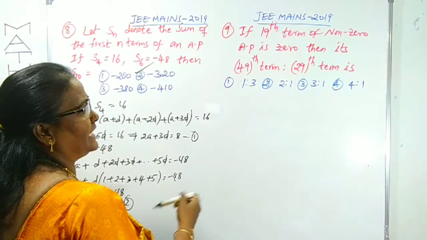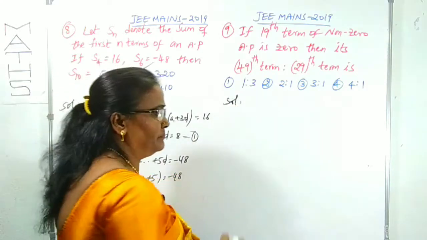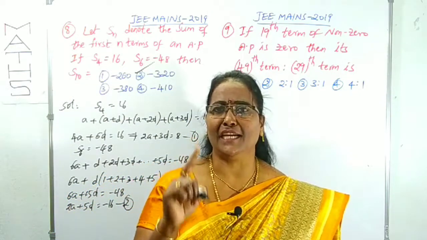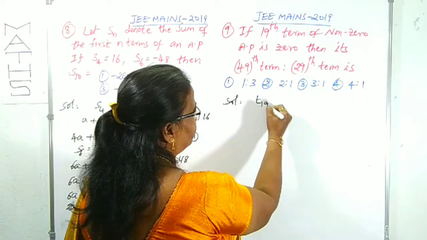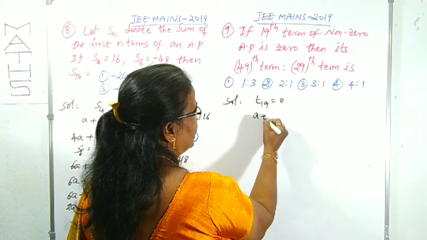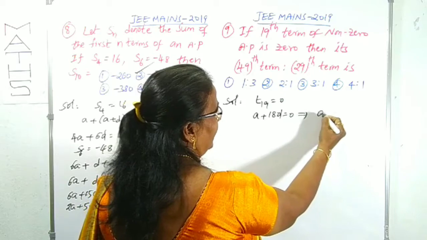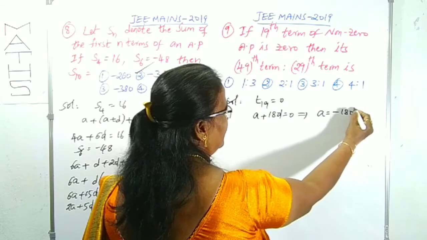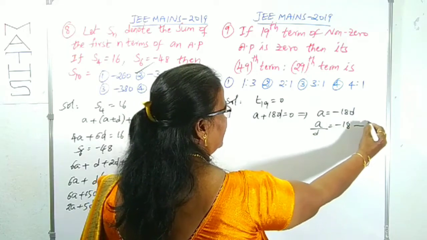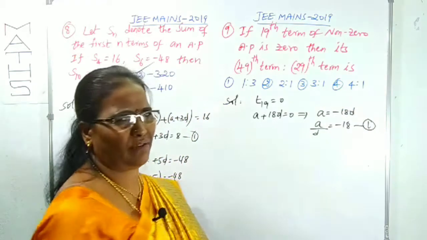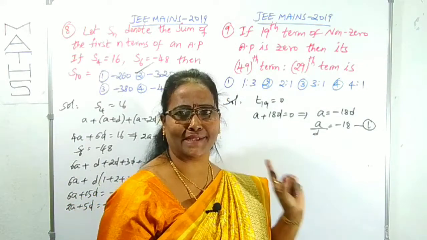What is that? If the 19th term of a non-zero AP is 0, what is the first term? First sentence: the 19th term is 0. Means T19 is 0, indirectly a plus 18d is 0. From this, I rewrite a equals minus 18d, and again rewriting, a by d equals minus 18. Keep this result aside. Better a by d has the value minus 18.